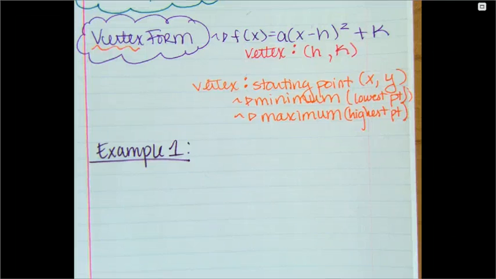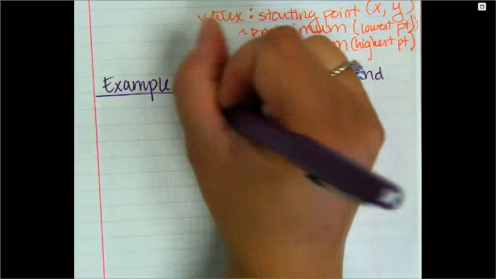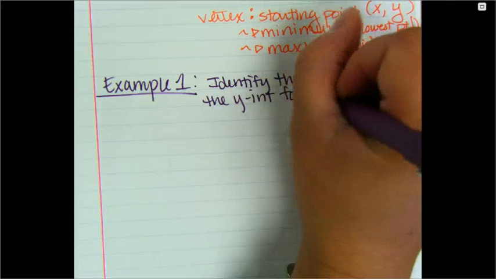All right, example 1. Example 1 is to identify the vertex and the y-intercept for each function.